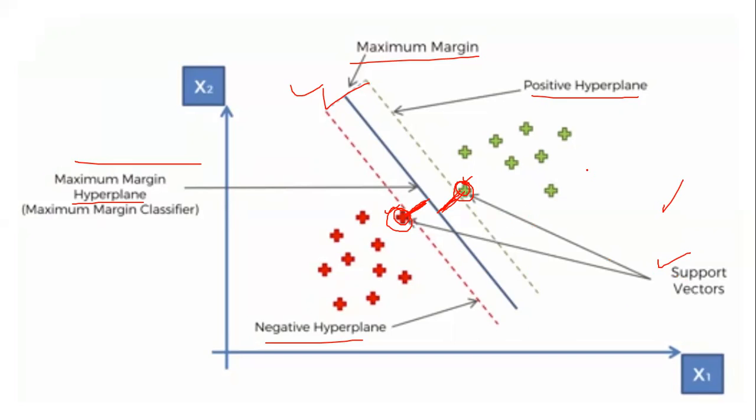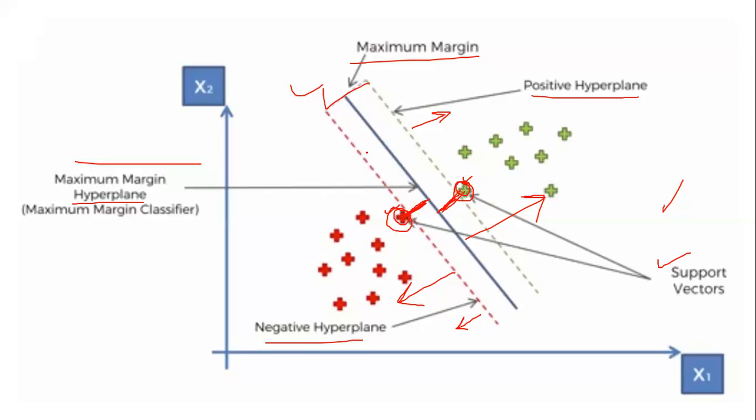They have two sides. We can call one side the positive hyperplane and the other side the negative hyperplane. Conventionally, anything which falls on this side will belong to the green class. Anything which falls on this side of the hyperplane will belong to the red class, right? The imaginary plane passing through the red support vector is called the negative hyperplane, and the imaginary hyperplane passing through this green support vector is called the positive hyperplane.